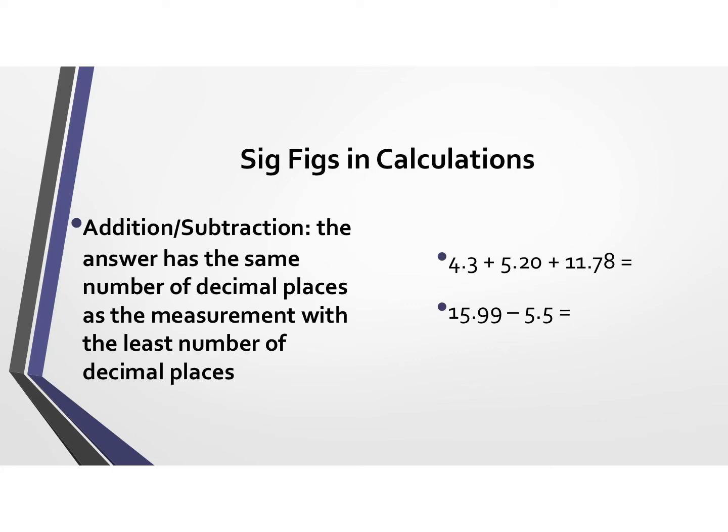Okay, so today we're going to learn how do we round our answers to the correct number of sig figs. And there's two main types of rules. One is if you're adding or subtracting, and the second rule is if you're multiplying or dividing. Okay. So today we're going to start with addition and subtraction. If you're adding or subtracting, your answer has to have the same number of decimal places as the measurement with the least number of decimal places.